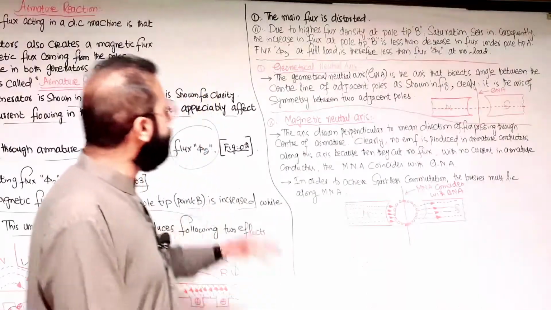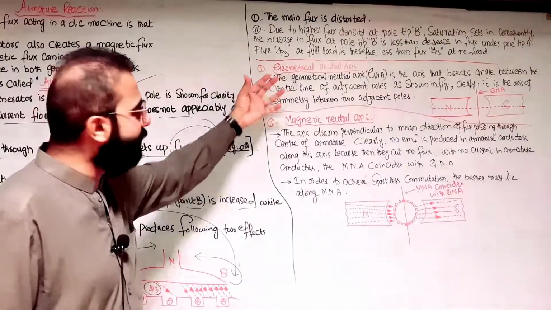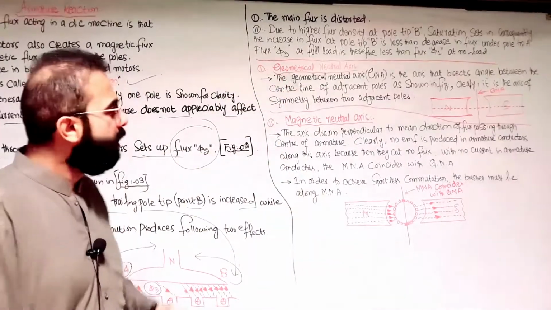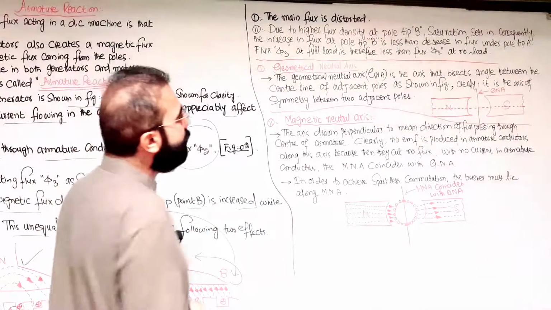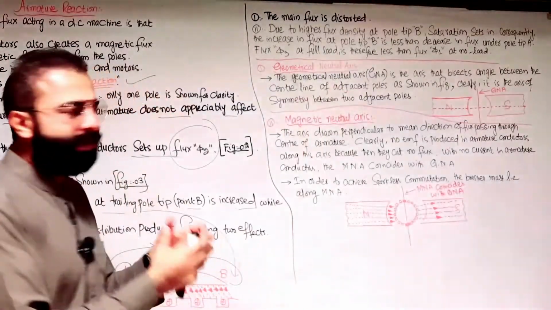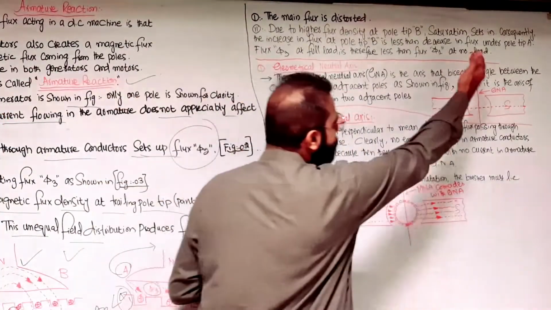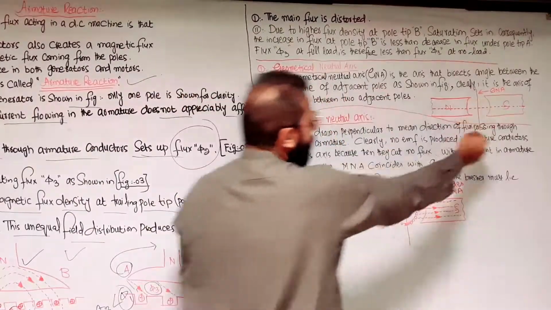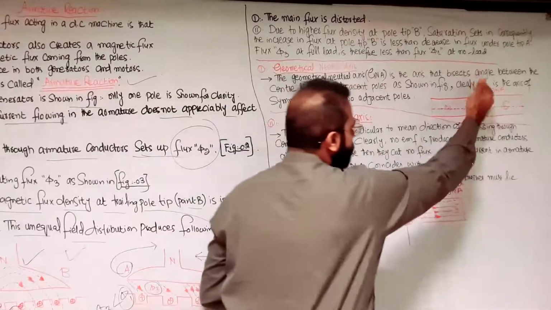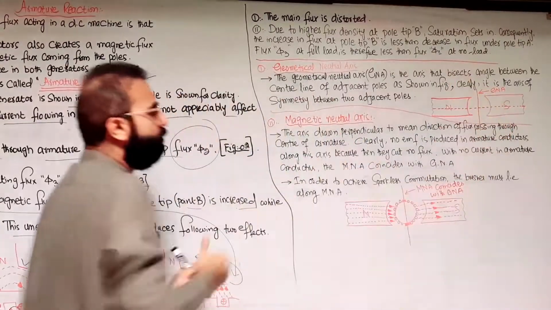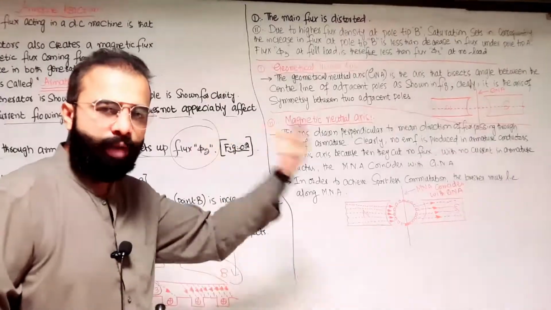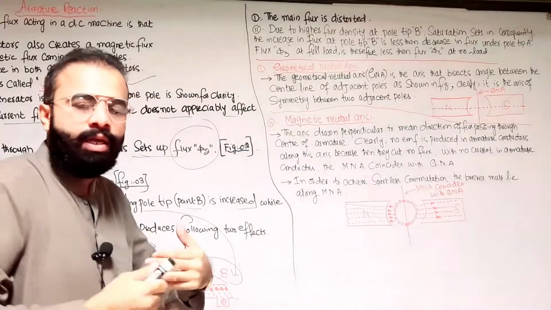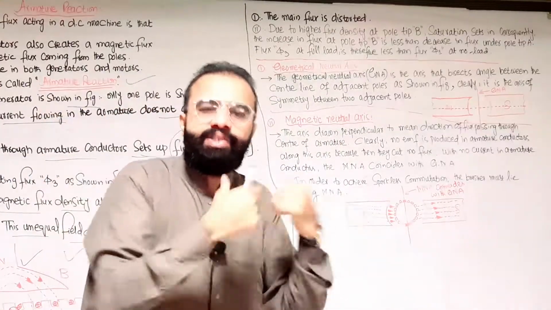Now let's discuss the geometrical neutral axis and the magnetic neutral axis. What is the geometrical neutral axis? The geometrical neutral axis is the axis that bisects the angle between the center lines of adjacent poles. Clearly this is the axis of symmetry between two adjacent poles. That is called the geometrical neutral axis, normally termed the GNA.